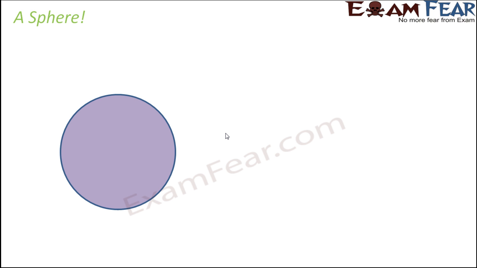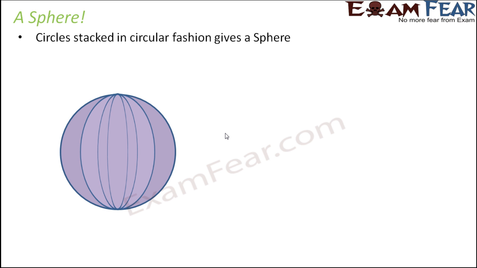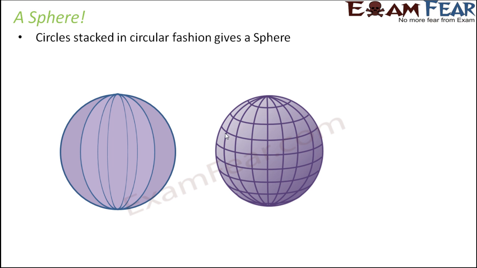A sphere again is formed of many circles. This is a circle which is two-dimensional. But when you have many such circles stacked together in a circular fashion, what do you get? You get a sphere. In the previous examples, whether the cuboid or the cylinder, we were stacking the two-dimensional shapes in a linear fashion, that is one above another. If you stack circles in a linear fashion, you get a cylinder. But if you stack circles in a circular fashion like this, then you get a sphere. A sphere is definitely three-dimensional, but it is made up of many circles.